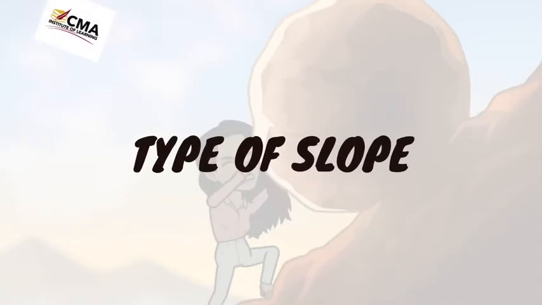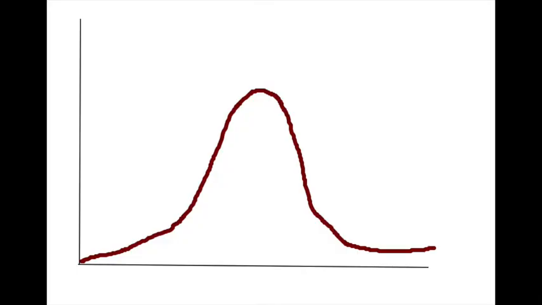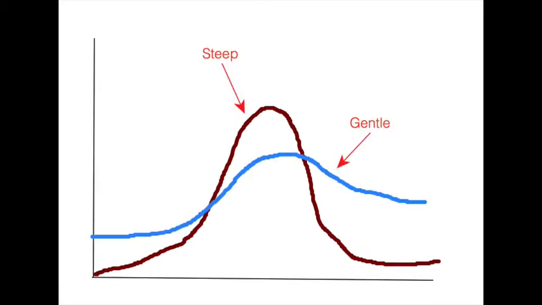Number 2, type of slope. This graph depicts a storm hydrograph for a steep slope. A steep slope has a similar hydrograph to that of a small drainage basin. Steep slopes allow for faster runoff of water down the slope, which results in a steeper rising limb and a shorter lag time. Gentler slopes have a less steep rising limb and a longer lag time.